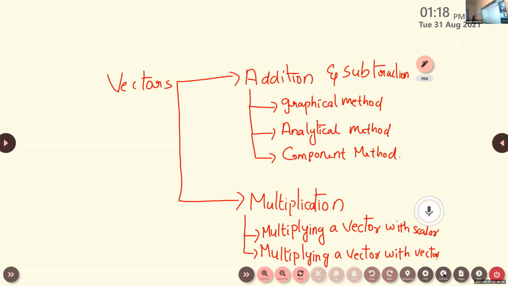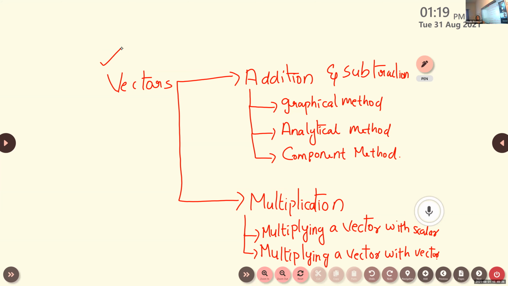So here we already discussed the vectors and the different types of vectors. Now we are going to discuss the arithmetic operation over the vectors, that is the addition and subtraction operation. We have three different methods for the addition or subtraction of vectors. Mainly we are discussing the addition of vectors. The subtraction of vectors is not needed. One is graphical method, second one analytical method, and the third one is component method.